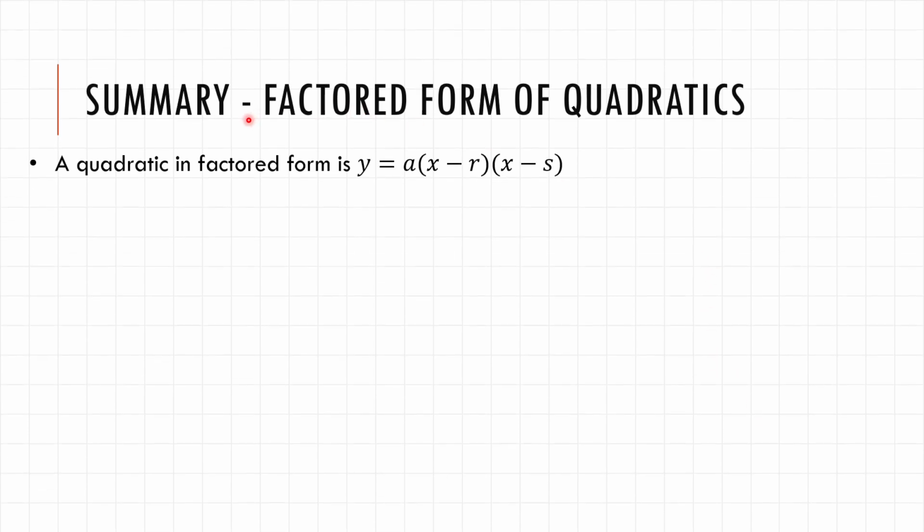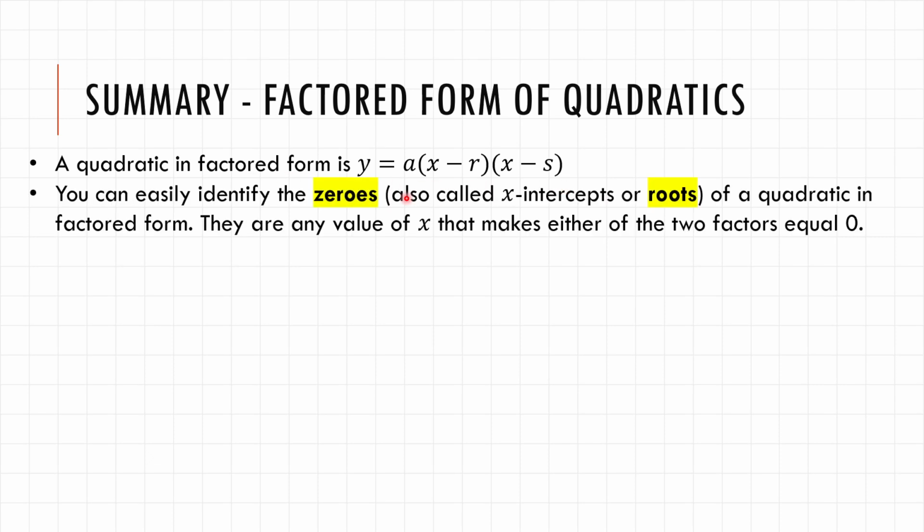The reason we actually learn how to factor is that it helps us go from a quadratic that's in standard form to factored form. And this is the expression of a quadratic in factored form. The reason this is so useful is we can very easily identify the zeros. Another word for zeros might be the x-intercepts or the roots. We can easily identify them when it's in factored form because it's any value of x that makes either of these two factors equal 0.